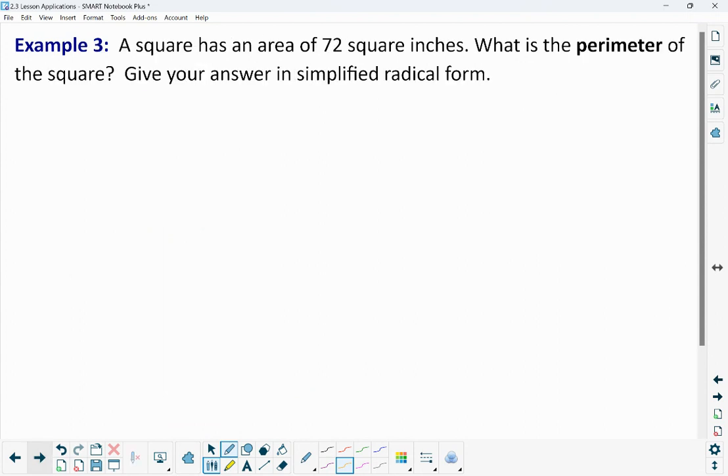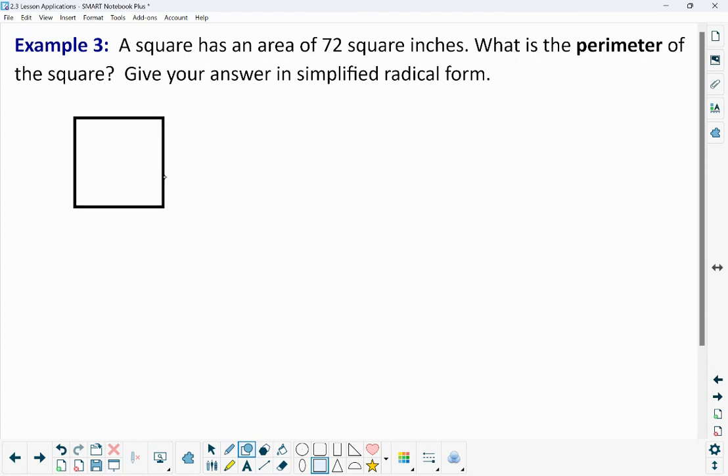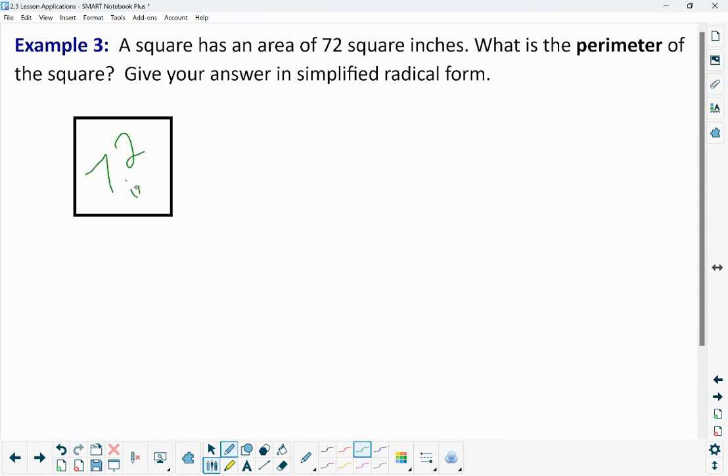Okay, example 3, we're back to having a square. This time, we have a square with an area of 72 square inches. So this area is the amount of space that it takes up. So this is 72 square inches. Our question is, what is the perimeter of the square? So remember that perimeter is all the sides added together. So it's the length of the outside edge of the shape.